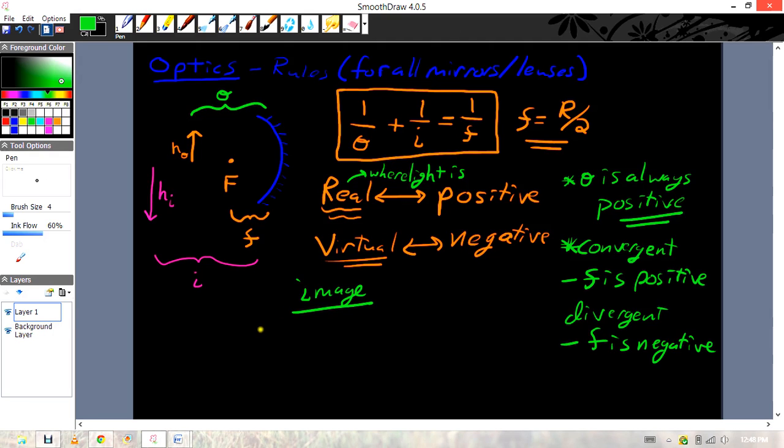So here's the only tricky part. I think this is fine so far. The only tricky part is this. If it's real, it's upside down, or we call inverted. If it's virtual, it's upright. So do not confuse the negative value for I. So real meaning, of course, a positive value for I, and virtual meaning a negative value for I.